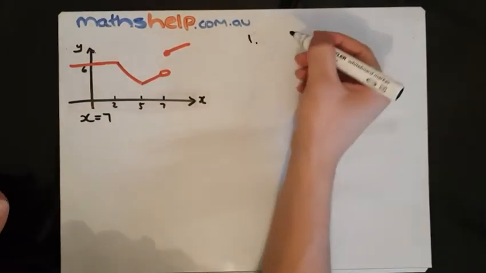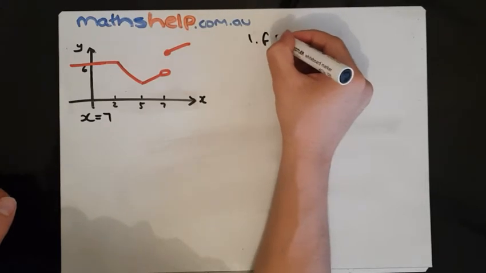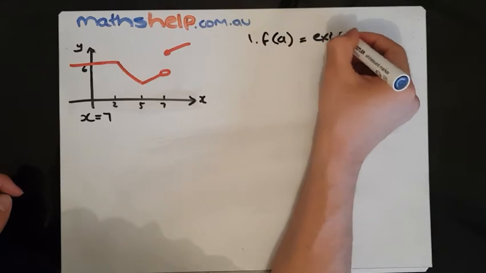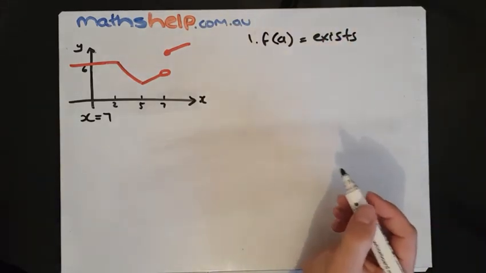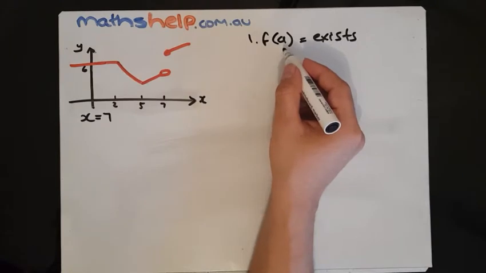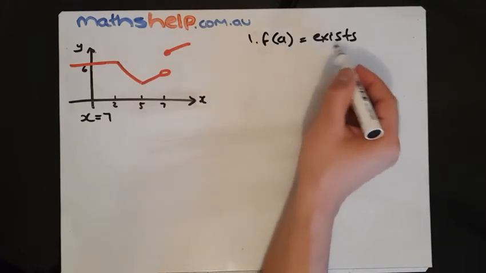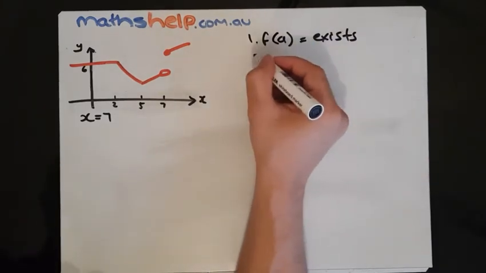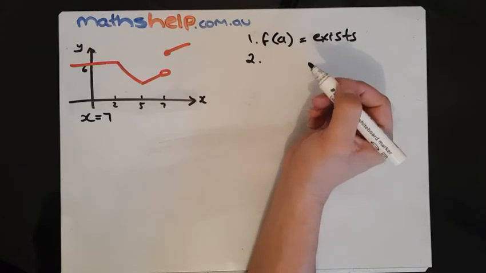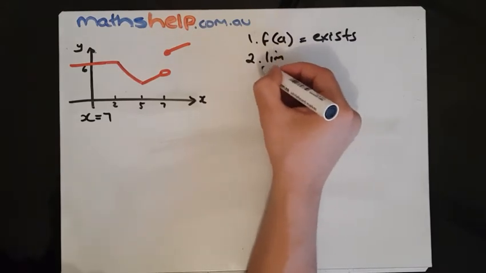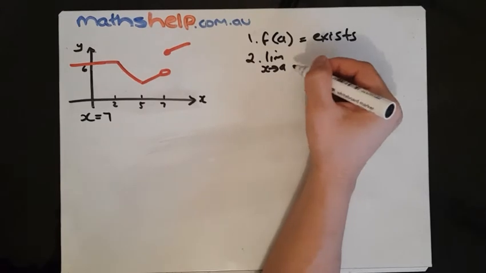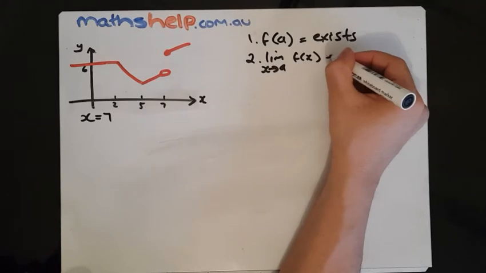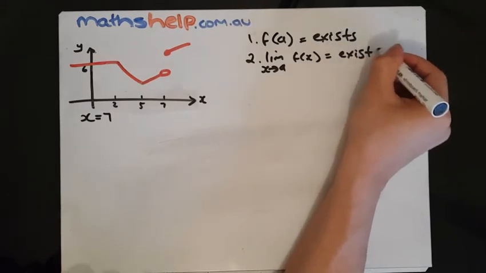So what are these 3 conditions? Number 1: for a graph to be continuous, the first condition is that f of a exists, meaning if we plug the x value into the function, or look at the graph, there should be a y value for that x value. Number 2: we need to show that the limit as x approaches a for the function or the graph also exists.